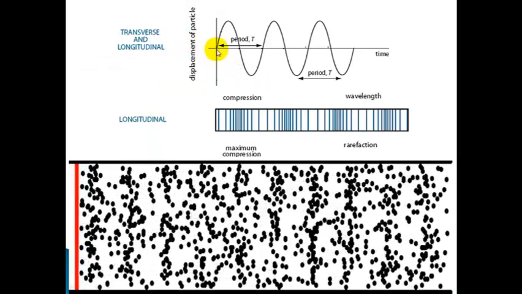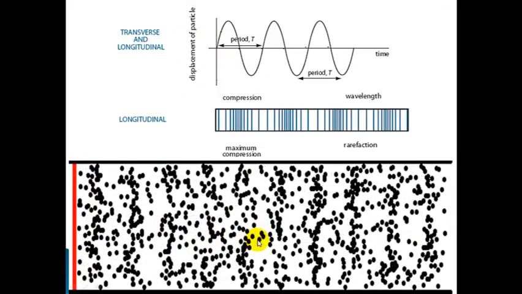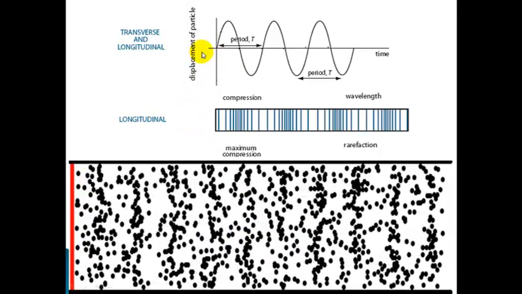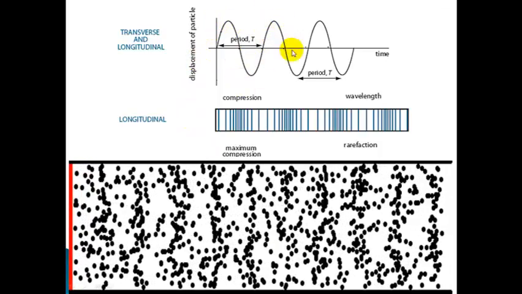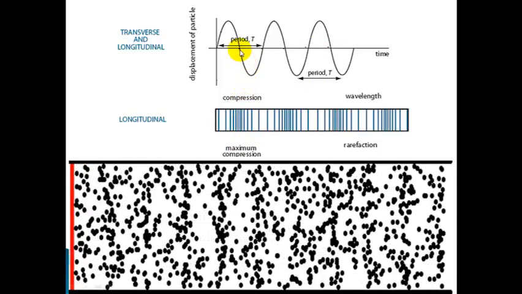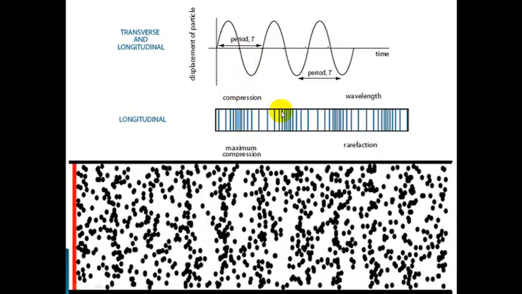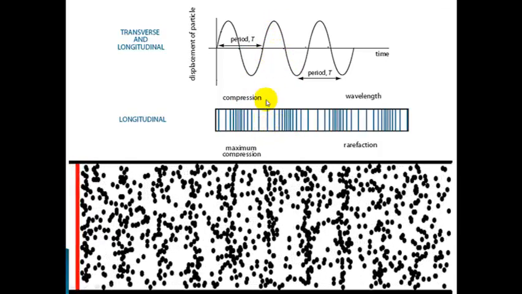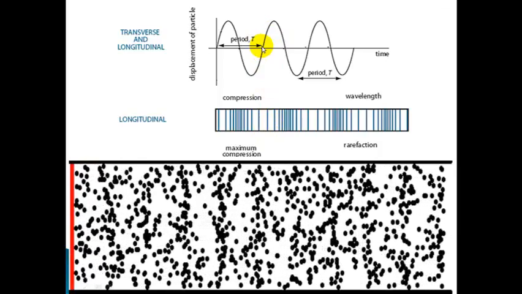This is a longitudinal wave, and this can be represented by a transverse sinusoidal pattern. This is the most common way of presenting this. The compression is here and here. The rarefaction is there.